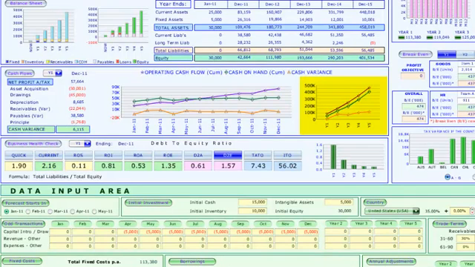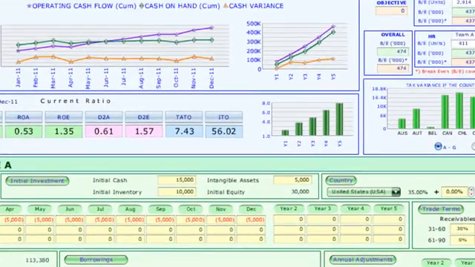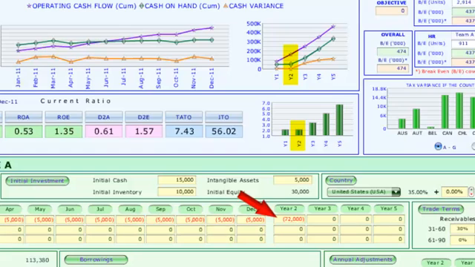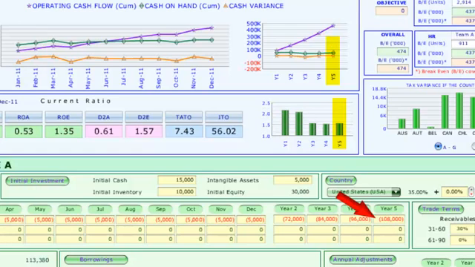To demonstrate the point, let's look at the cash flows graph. It is clear that the business has too much cash on hand in years 2, 3, 4, and 5. This is also evident on the current ratio graph. By drawing, say, $6,000 per month, or $72,000 in year 2, we remedy the situation for that year. I will repeat the step for the remaining years, increasing the monthly drawings by $1,000 each year.